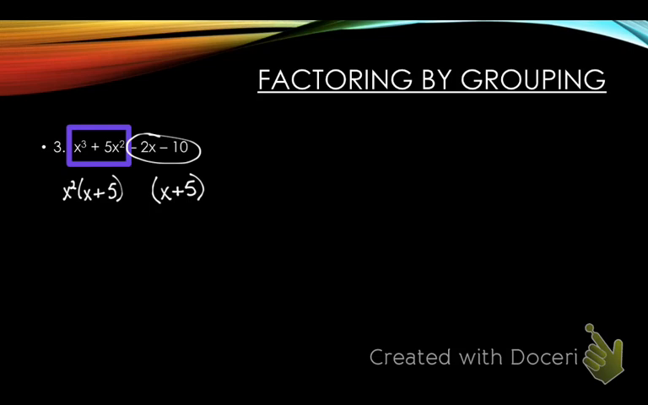Negative 2. Negative 2 times x is negative 2x. Negative 2 times a positive 5 is a negative 10. Then we treat it the same way we just did. Since x plus 5 is what got repeated, I'm going to have x plus 5 in one parenthesis, and then whatever's left over on the outside is going to go together. The two become one. It's like a love story.